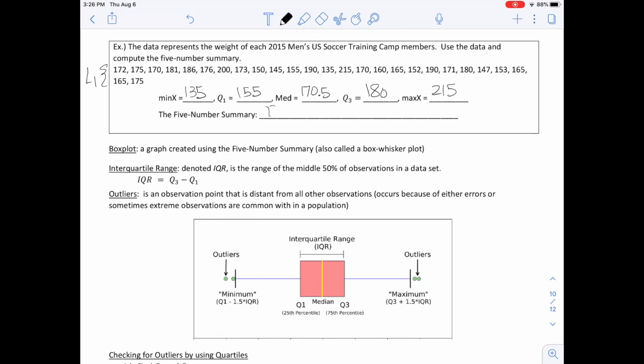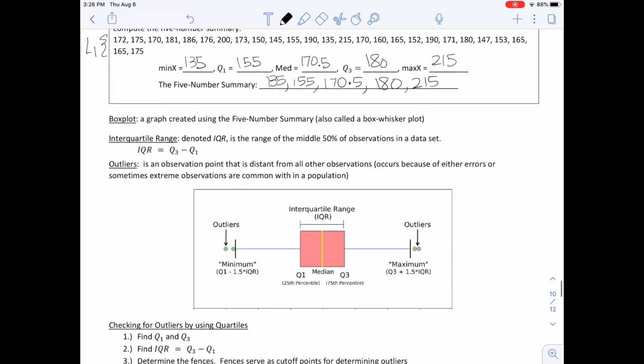Most of the time, students will just write these out and put commas in between them. That's what our textbook does, and that is totally fine to do. So just listing them all in order. So it needs to go from your minimum value all the way to your maximum value, with Q1, the median, and Q3 in there.